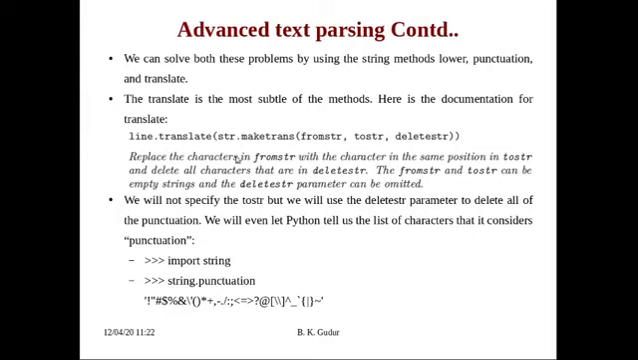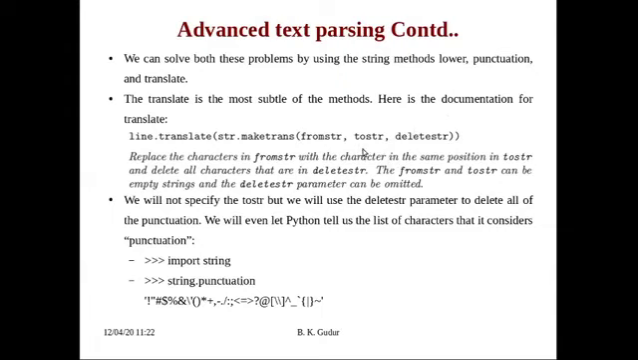So here it replaces the characters in the from string with the characters in the same position in the to string. Whatever characters appear here will be replaced by this, and it deletes all the characters that are in the delete string. The from string and to string can be empty strings, and the delete string parameter can be omitted. Even this can be empty, and this we can delete, meaning all are optional.